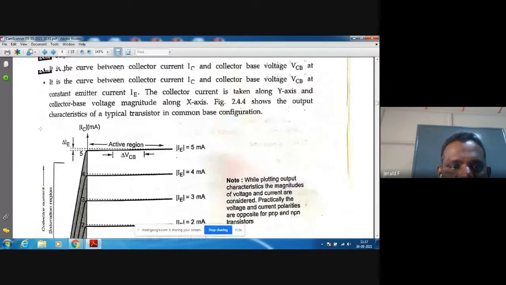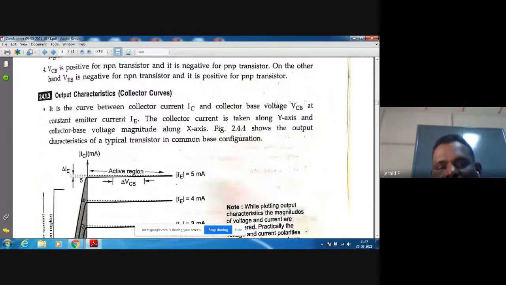First, we take the curve of the collector current. We measure the collector current while adjusting the collector base voltage VCB, with the emitter current constant. In the input characteristics the output side was constant. For the output characteristics, the input side is constant and only the output side varies. The output current is the collector current IC, the collector base voltage is varied, and IE is constant.